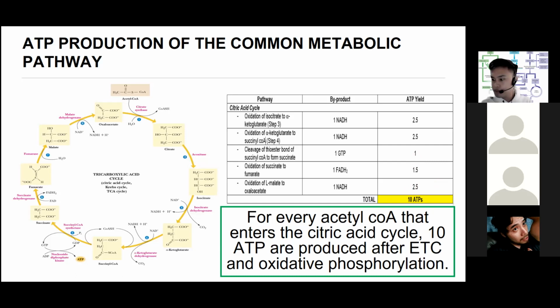Hello, ladies and gentlemen. How about the others? Did we all get this? Did you get how we were able to come up with 10 ATP? Okay?